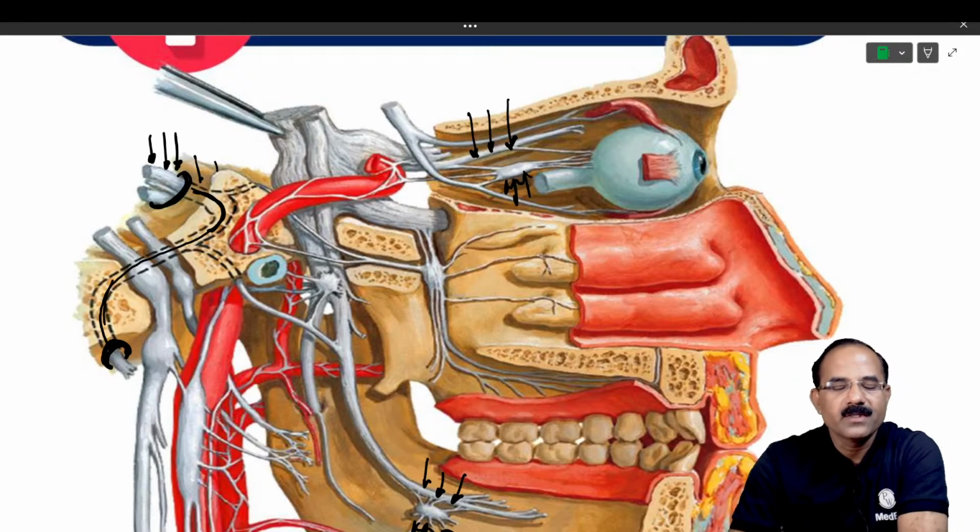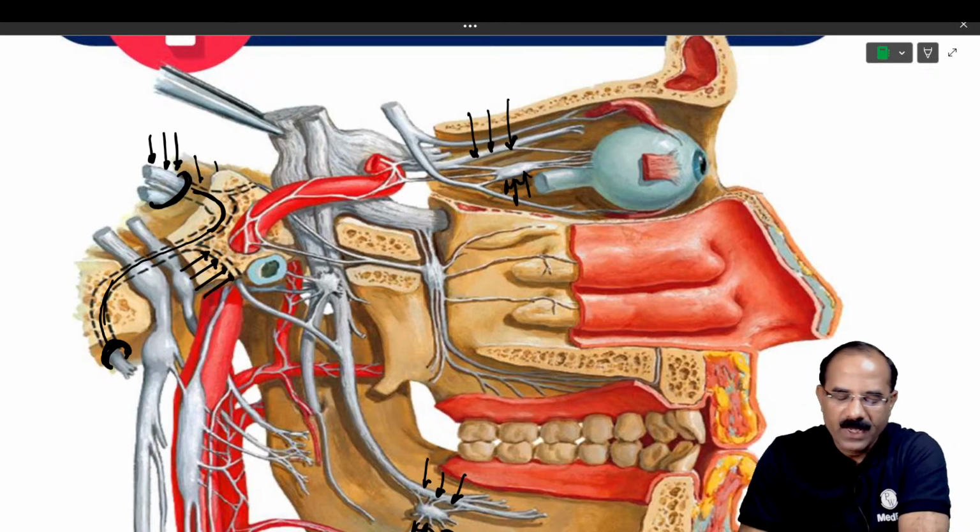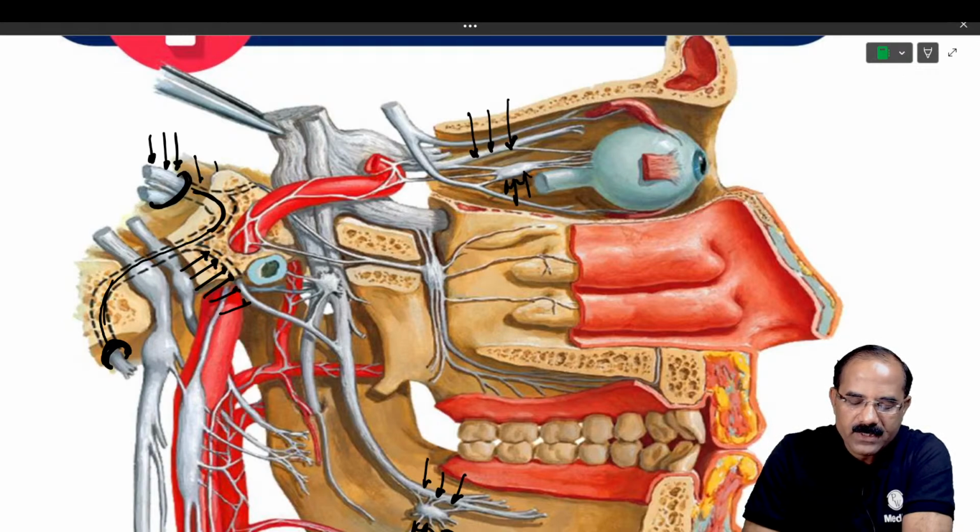In the middle ear, it gives a branch. Look at this. What is this branch? This is the chorda tympani. And this chorda tympani gets outside the skull. And this chorda tympani will go and join with what? Who is this? That's the lingual nerve.